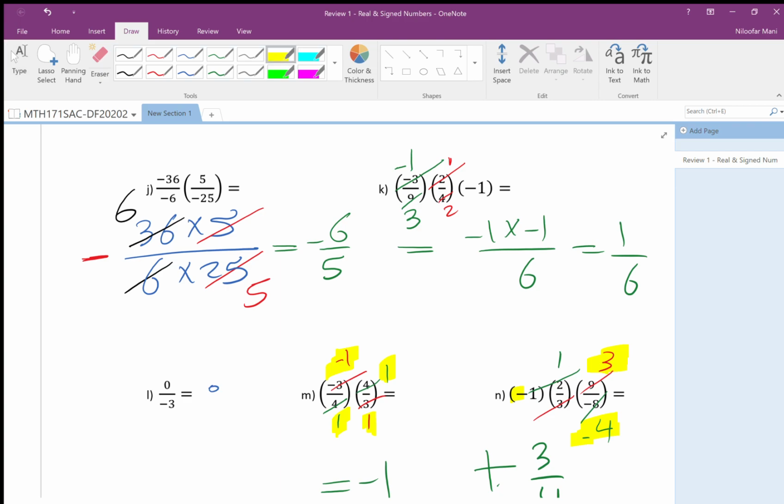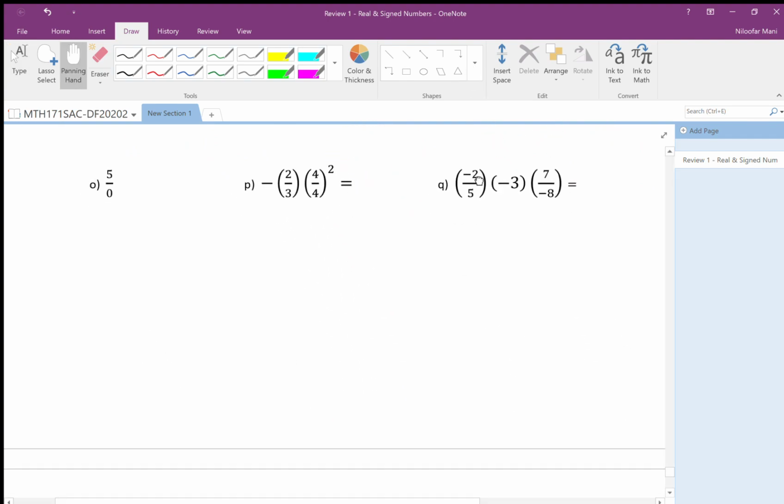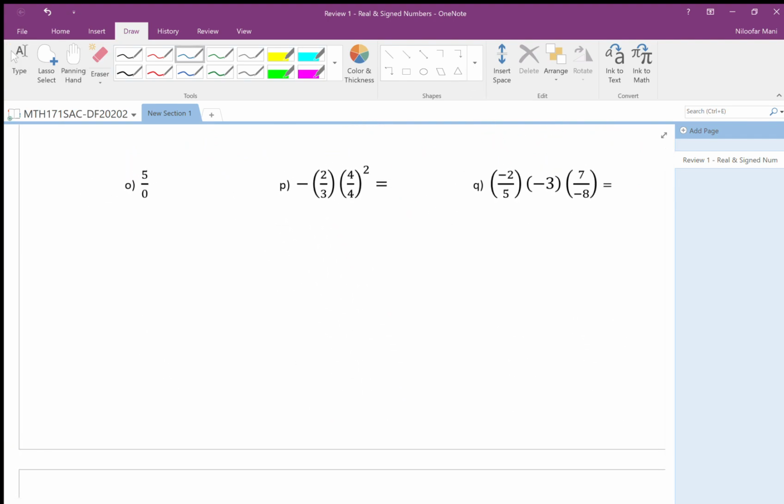And here I can show you they are left. Right? Okay. How about here? 5 divided by 0. Undefined. So here is undefined.